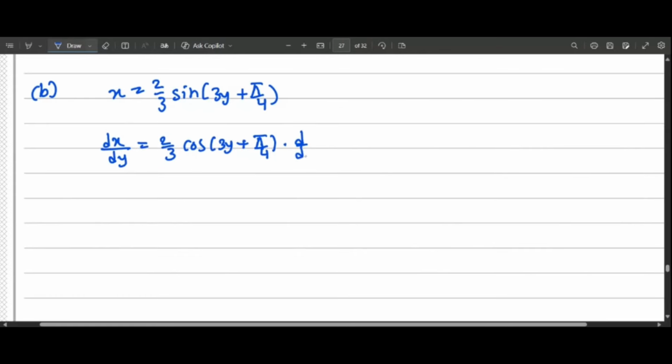into the differentiation with respect to y of 3y plus pi by 4. We need to multiply the derivative of 3y plus pi by 4 because of the chain rule, because what is between the brackets is not x, and that is why we have to differentiate with respect to y for this expression. Now we can simplify this.